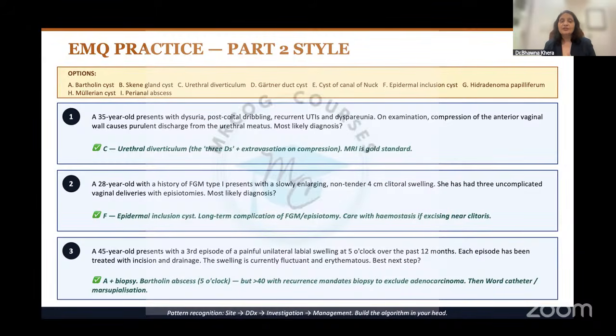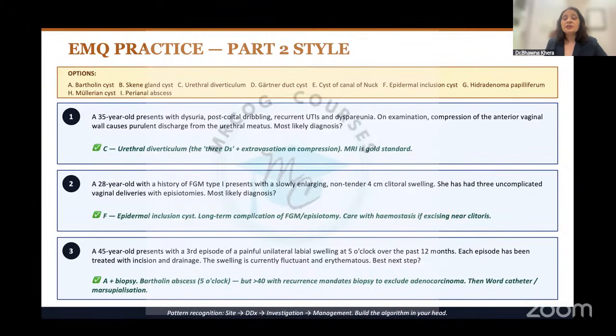Coming to the next question. A 28-year-old with a history of FGM type 1 presents with a slowly enlarging non-tender 4 centimeter clitoral swelling. She has had 3 uncomplicated vaginal deliveries with episiotomy. Most likely diagnosis? What is happening here? We have read which cyst is related to FGM. This is a very important exam point. So remember the FGM-related cyst: epidermal inclusion cyst, a long-term complication of FGM or episiotomy. Take care with hemostasis if excising near the clitoris. Again, an important exam point.